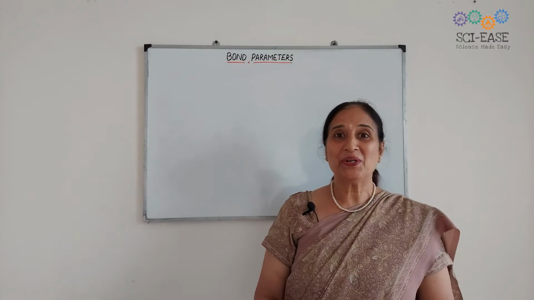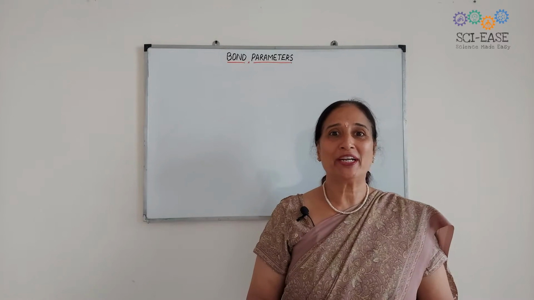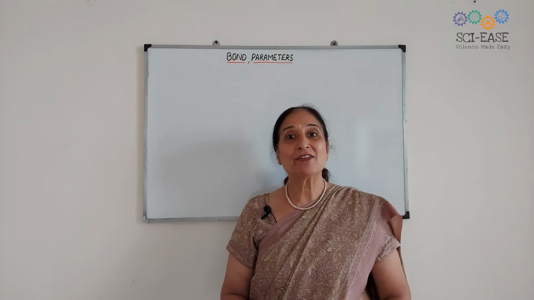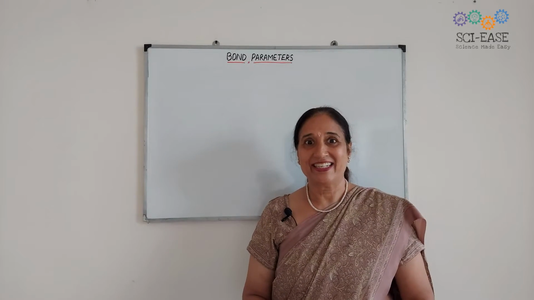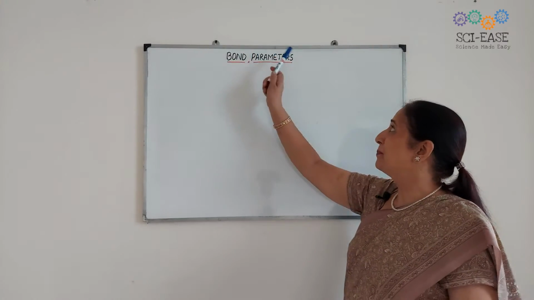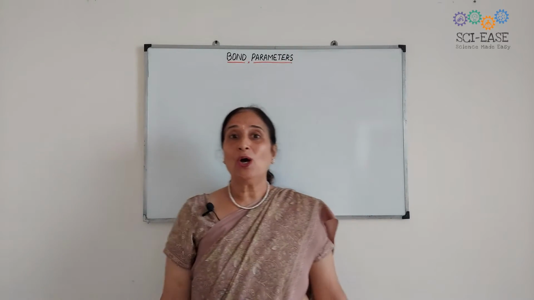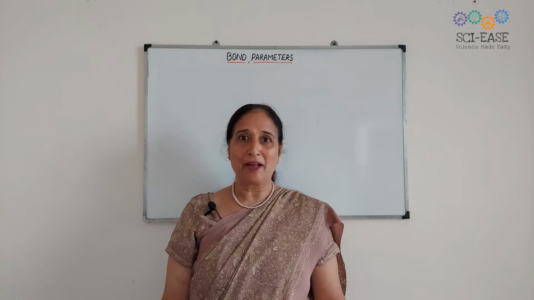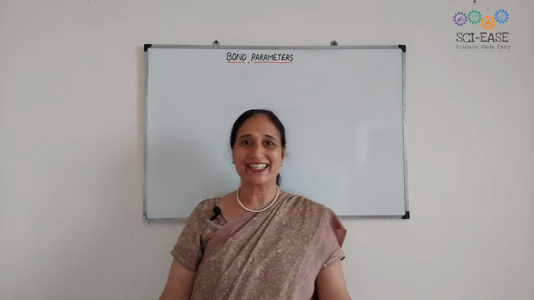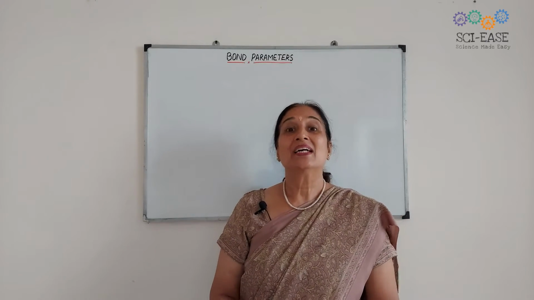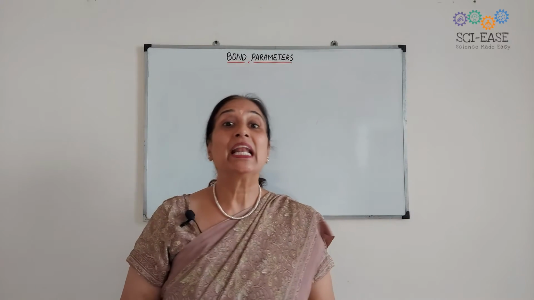In this video, I am going to discuss a very important topic of lesson 4 of class 11 chemistry, and the topic is bond parameters. In all, there are 5 bond parameters, so we call them the 5 B's. The first bond parameter is bond length.